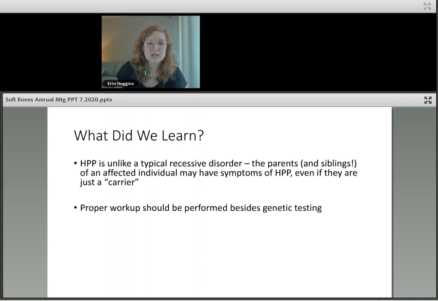And so geneticists and genetic counselors are really spending a lot more time nowadays asking more targeted questions to the parent, and then doing a full genetic workup on them as well, just to be sure that we're not missing a diagnosis in a parent.